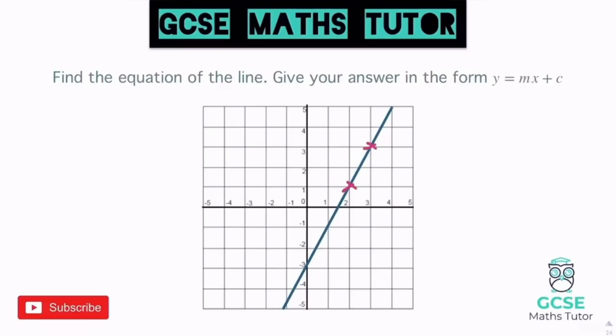Now if we go across 1 on the x-axis, being careful of the scale here, because although mine goes up in 1s, sometimes you might have 2 squares for every 1, so just be careful of that. Now it goes across 1, and then it goes up 2. So it goes across 1 and up 2.